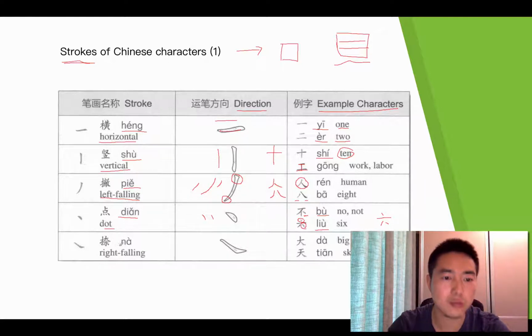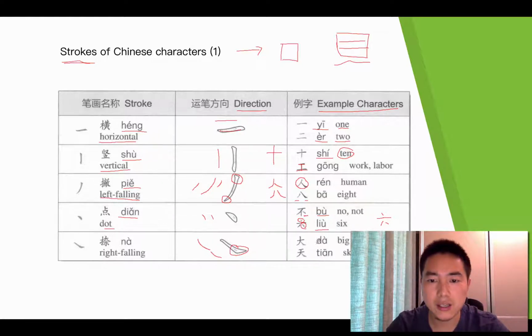Okay, the next one is the right falling stroke. In this stroke, we should stress this at the ending. It means it's pressing down. So right falling, like this. Okay, here is an example character. It's called 大, which means big. So here's the right falling. And 天, which means sky. Here's also the right falling. Okay, these are the simple strokes we're going to learn today.